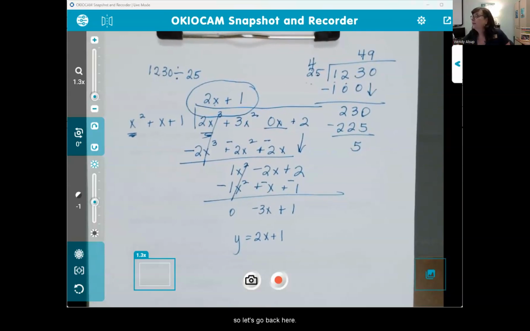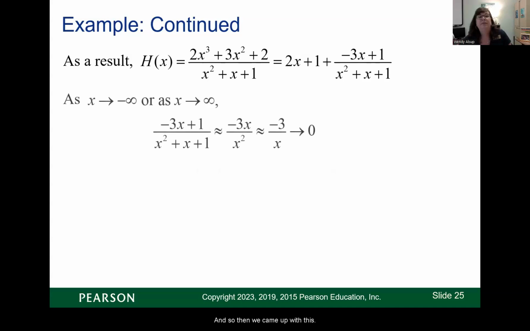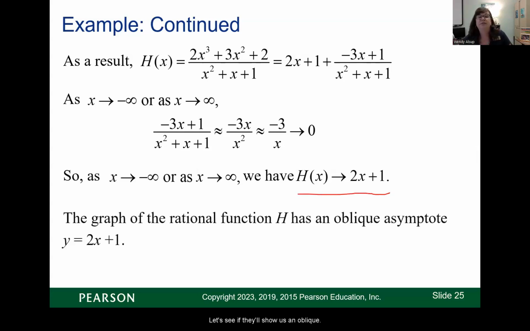All right, so let's go back here, and that's what they showed you here. And so then we came up with this, lots of thoughts about it, but this is their slant asymptote. Let's see if they'll show us oblique. Oh, they didn't show us a graph of this one so we could see it. But we could put it in on our graphing calculator if you just want to verify that.